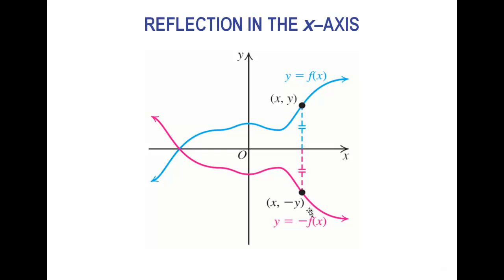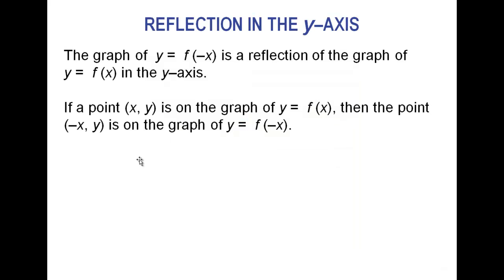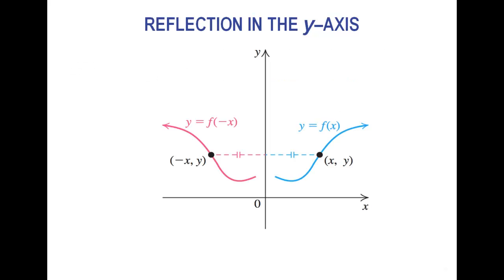Here's a good picture. And these little dashed lines just mean that that distance and that distance are the same. So you get this perfect mirror image over the x-axis. Well, what about if you put the negative on the inside of the function? Then you get a flip vertically over the y-axis.